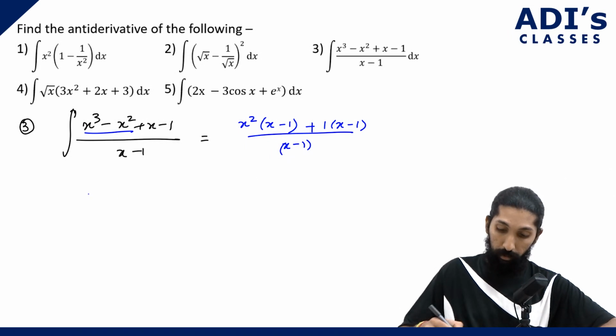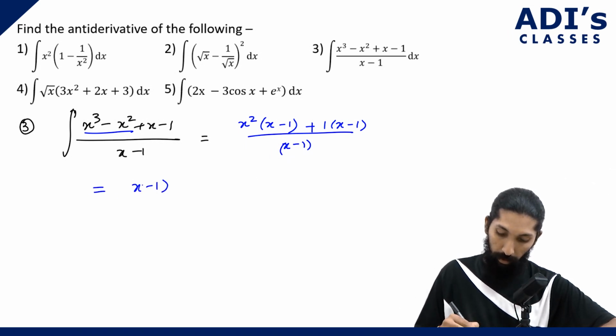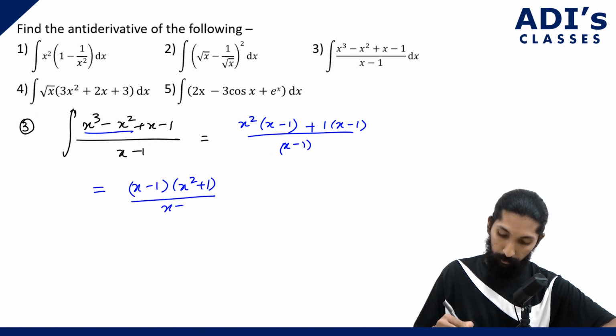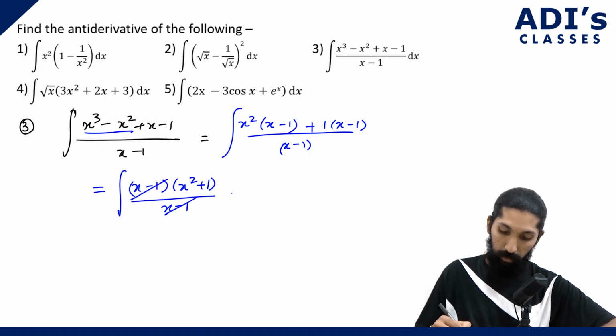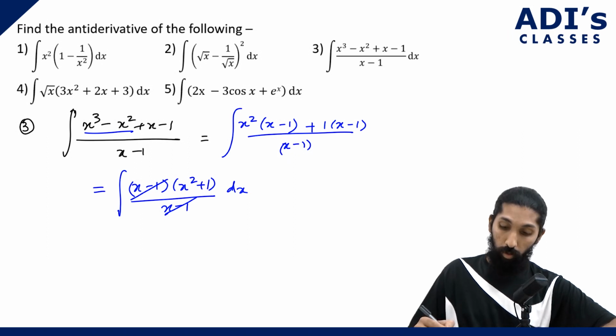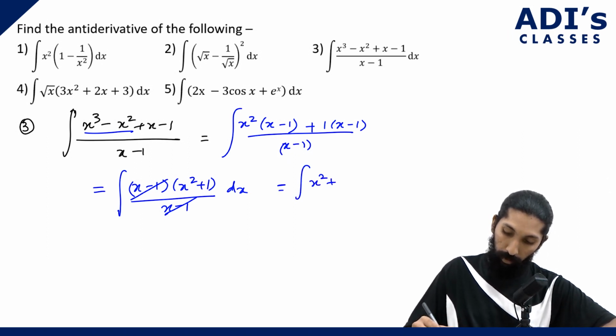Now you can group it. If you group it, you'll get (x − 1)(x² + 1) by (x − 1), with the integral sign. x − 1 cancels out. So the final expression you have is just the integral of (x² + 1) dx.